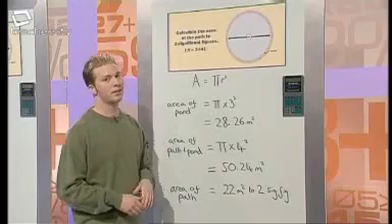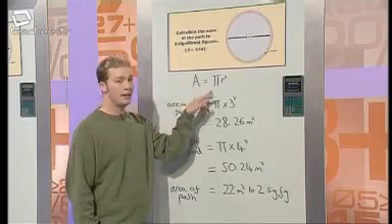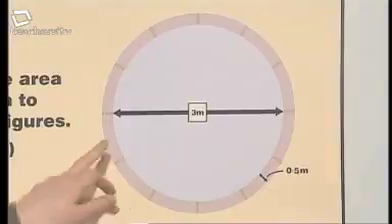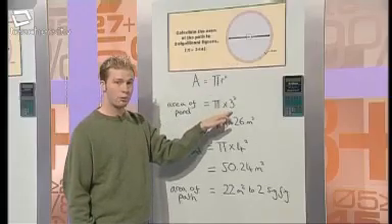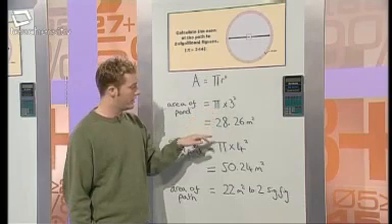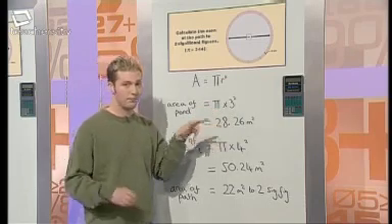I started by finding the area of the pond using A equals pi r squared. The radius is 3 metres. 3 squared multiplied by 3.14 is 28.26 metres squared.